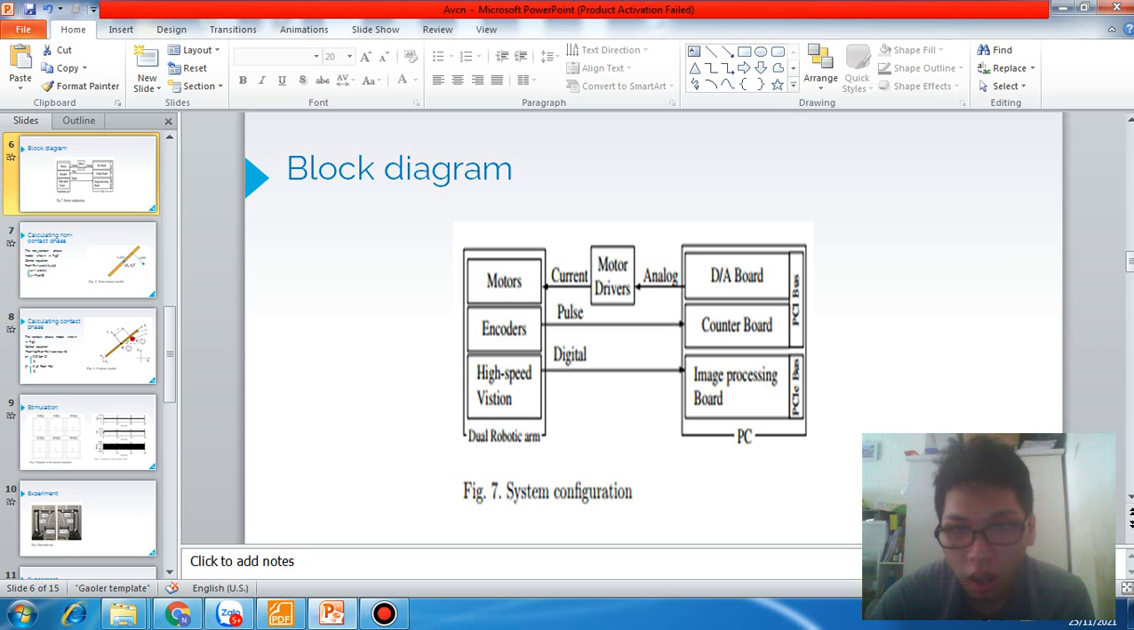The DA board will transfer analog signal to motor drivers. Motor driver transfers current to motors. Encoder transfers pulses to the counter board. High-speed vision transfers digital data to the image processing board.